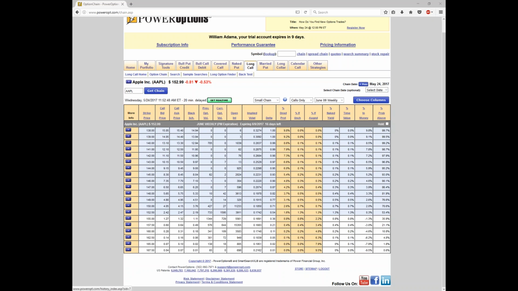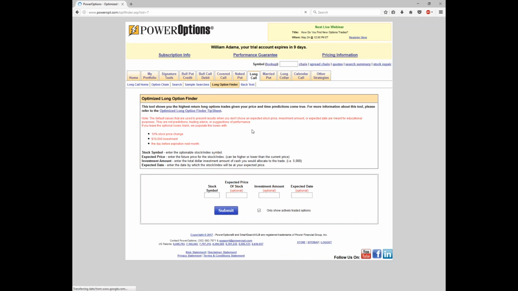Okay? So rather than go to the option chain, which of course you still could do, and evaluate the call prices and all of the data, a better tool to use if you're looking to buy a call or buy a put, one stock at a time, is to use the long option finder. What the long option finder tool allows us to do is put in our stock symbol and our expected price of the stock. I'm going to use 156.